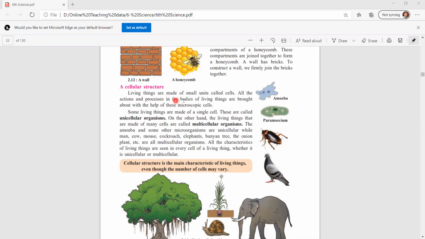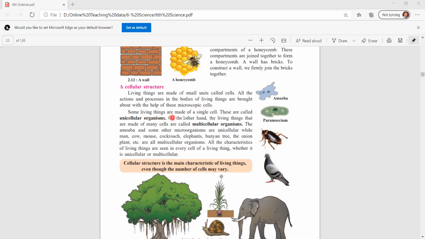Living things are made up of small units called cells. All living things are made up of cells. All actions and processes in the bodies of living things are brought about with the help of these microscopic cells.